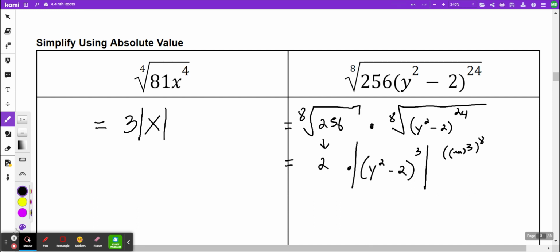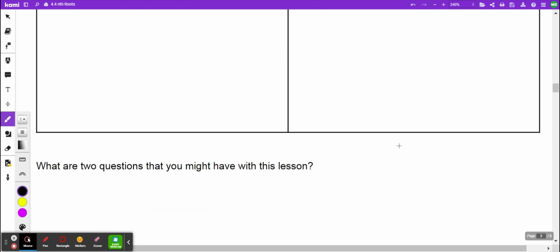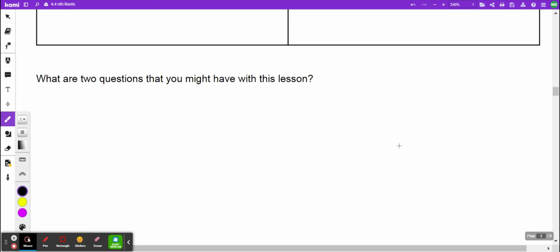All right, let's pause it. Now this might be one of those questions you might have. So what are 2 questions that you might have about this lesson? I know one of them possibly has to deal with that absolute value we just covered.